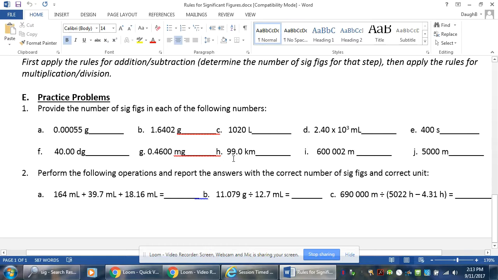H, this is in the same boat as F. This one's to the right of the decimal point. It's increasing precision. Therefore, it's 3 significant figures. All 3 of these are significant.